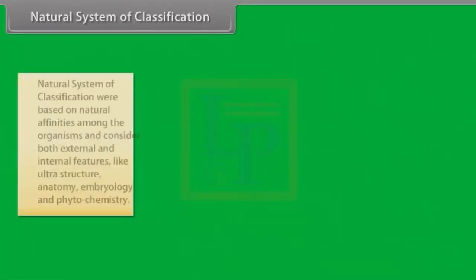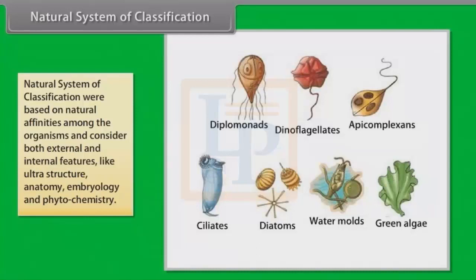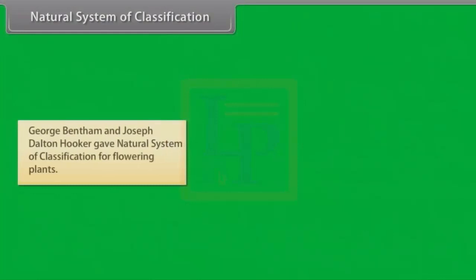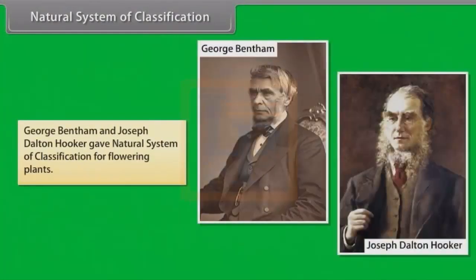Natural system of classification. Natural systems of classification were based on natural affinities among the organisms and considered both external and internal features like ultrastructure, anatomy, embryology, and phytochemistry. George Bentham and Joseph Dalton Hooker gave a natural system of classification for flowering plants.